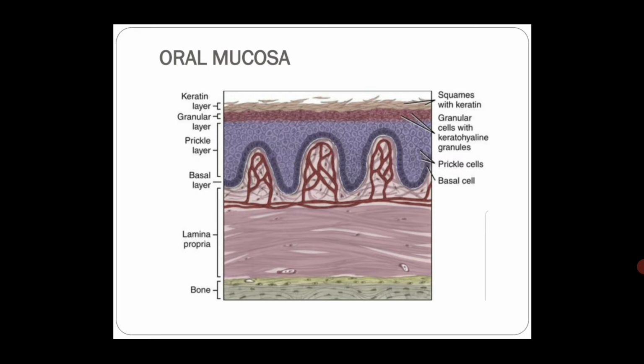On top of it, we have another cell layer which we call the prickle cell layer, because the cells in this layer are connected to each other at specific points only, which gives them a thorn-like or prickle-like appearance. Then on top of it, we have the granular cell layer, because the cells in this layer have specific granules which we call keratohyalin granules. Then towards the surface, we have of course the keratin.